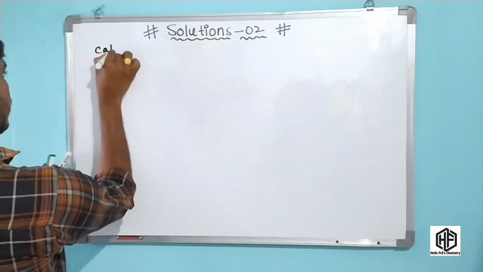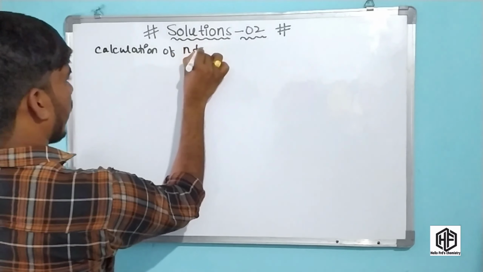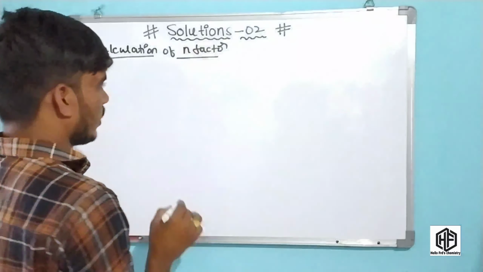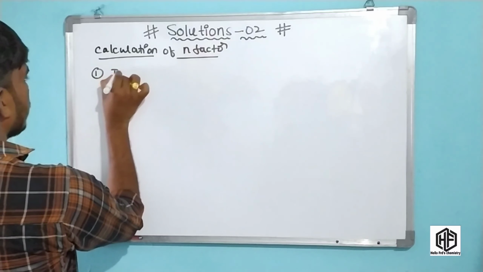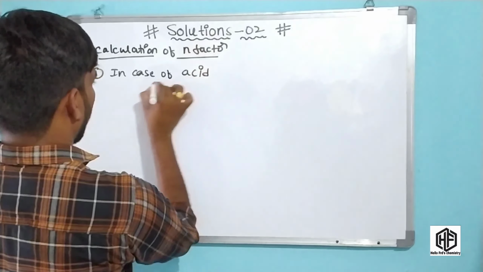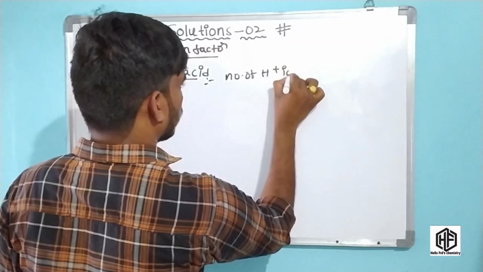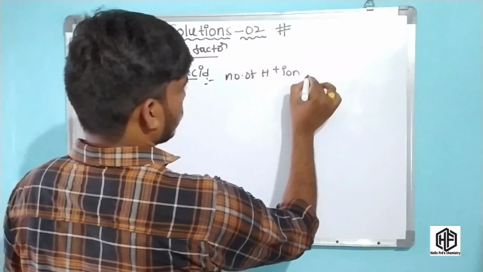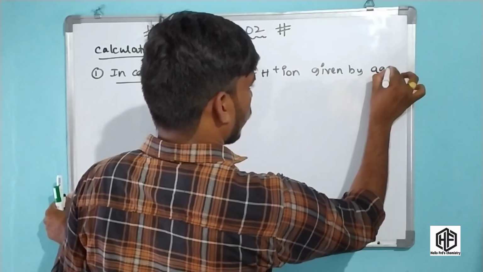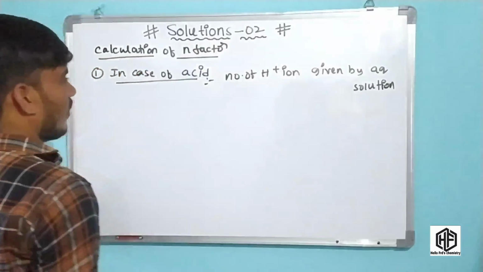Friends, calculation of N factors. First one is in case of acid. In case of acid, what is N factor? Number of H plus ions present in, given by aqueous solution, that is called as N factor of acid.